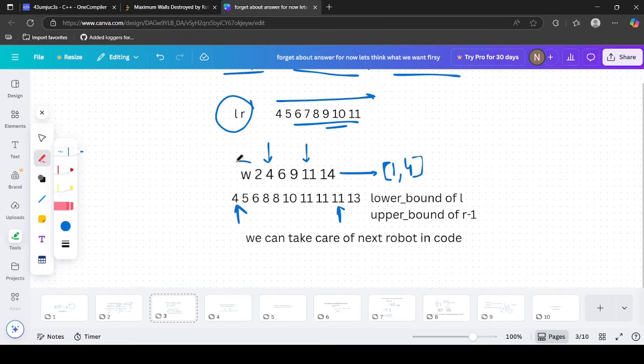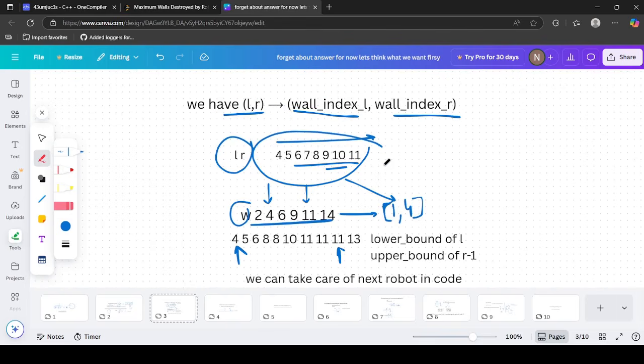Now let's assume that these are the wall positions: 2, 4, 6, 9, 11 and 14. This is the L and R, but we want the indices of the walls that are affected. How can we find them? The least position affected is 4, so we need the first index in walls such that the position is greater than or equal to 4, because it lies in L to R. The next one can be affected because it may be in L to R, and so on, until the last index. So the highest position is 11.